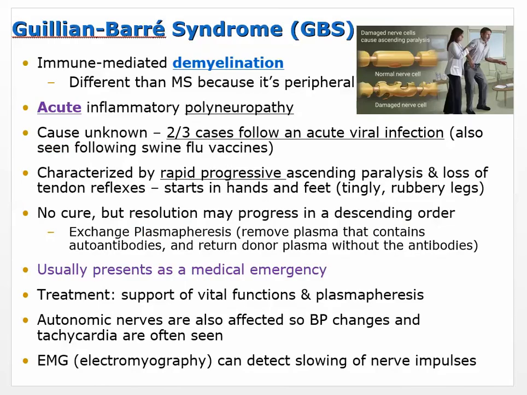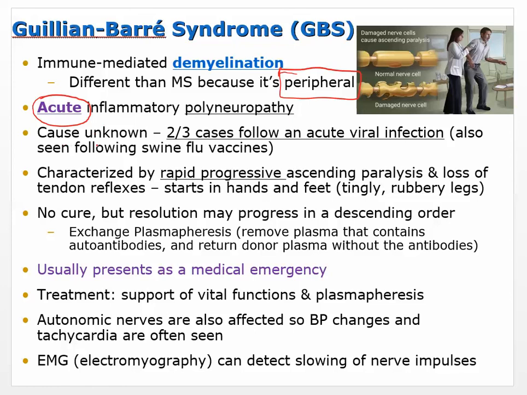Now, let's look at another demyelinating disease called Guillain-Barré syndrome. It is immune-mediated demyelination, but in the case of Guillain-Barré, it's peripheral. Remember, MS was CNS, central nervous system. It's acute, which means that it comes on very quickly. And so it's an acute inflammatory polyneuropathy, so it's affecting a number of different neurons.